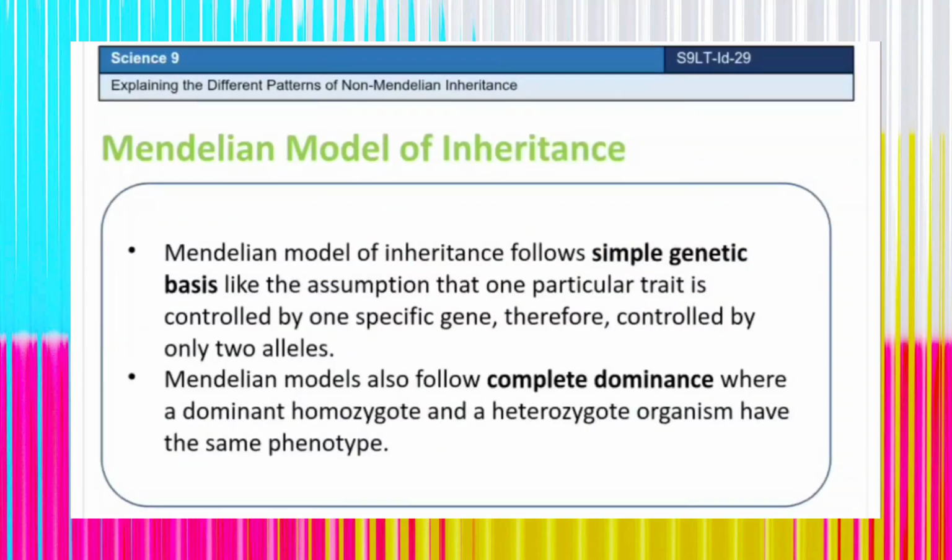Mendelian model of inheritance follows simple genetic basis, like the assumption that one particular trait is controlled by one specific gene, therefore, controlled by only two alleles. However, most traits are actually determined by numerous genes. Mendelian models also follow complete dominance, where a dominant homozygote and a heterozygote organism have the same phenotype.